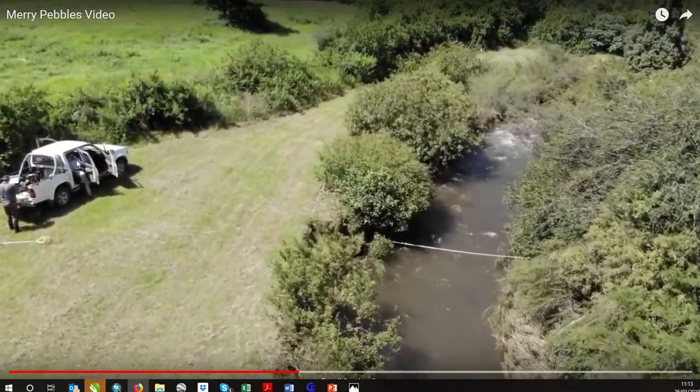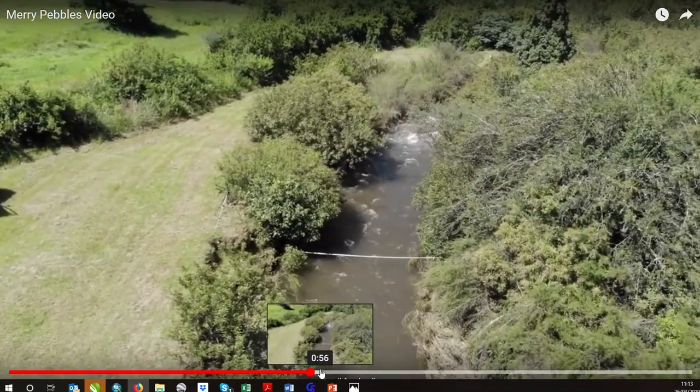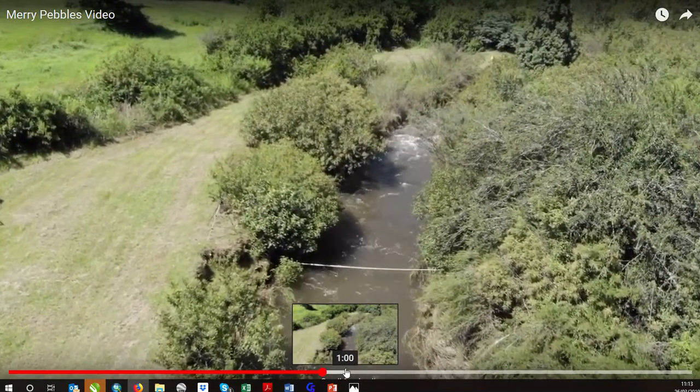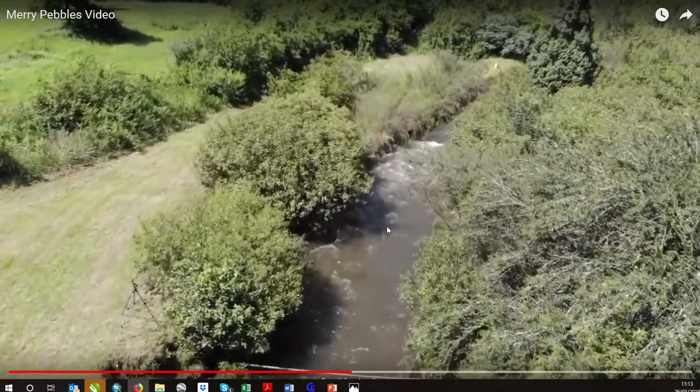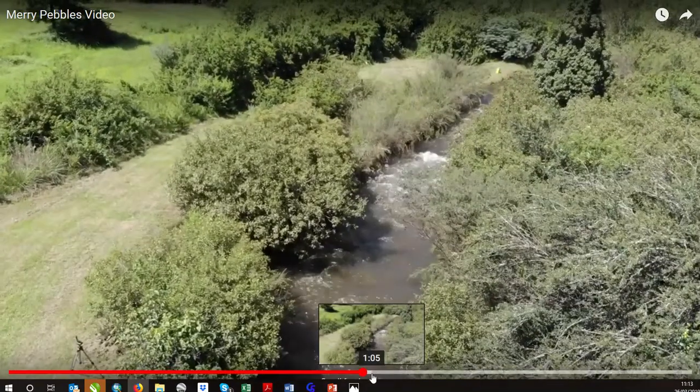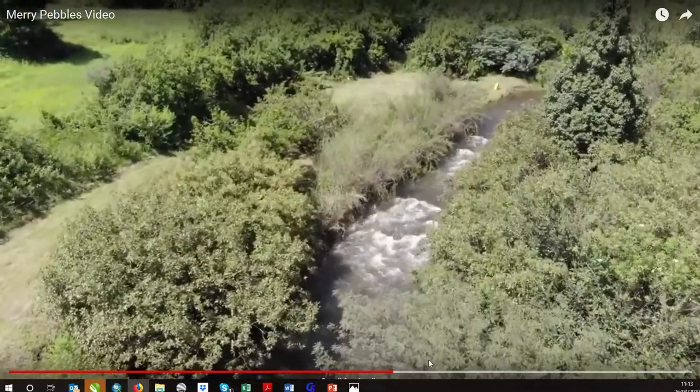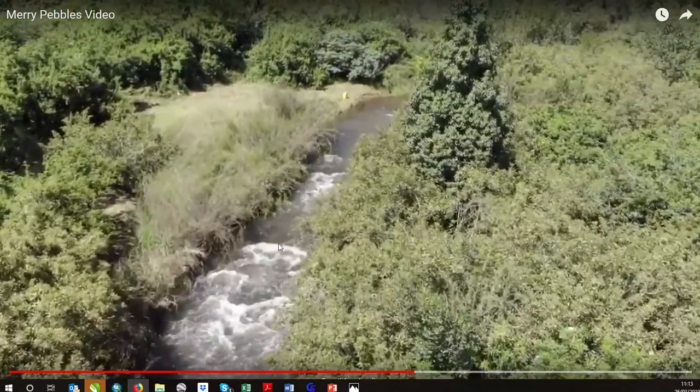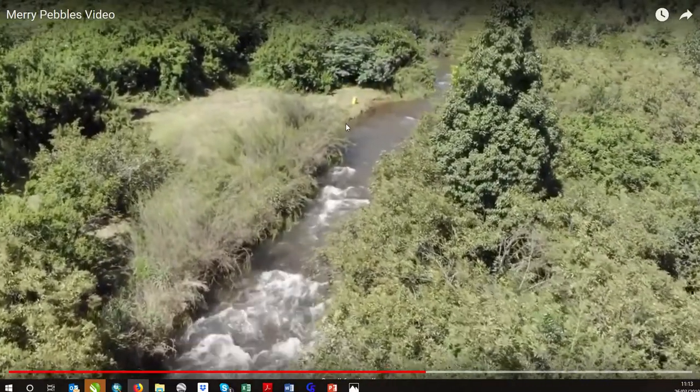I can see Rob sitting in the car there with the screen on. Very high velocities here as well. So they would have gone in and sampled available habitats. And I suspect during February you must have had very high flows.